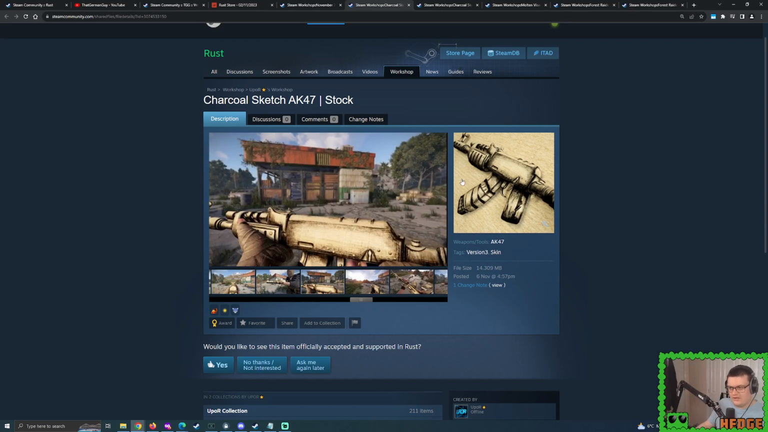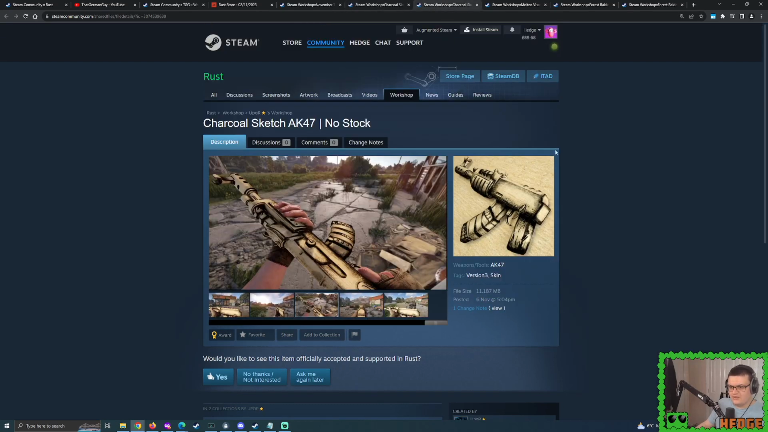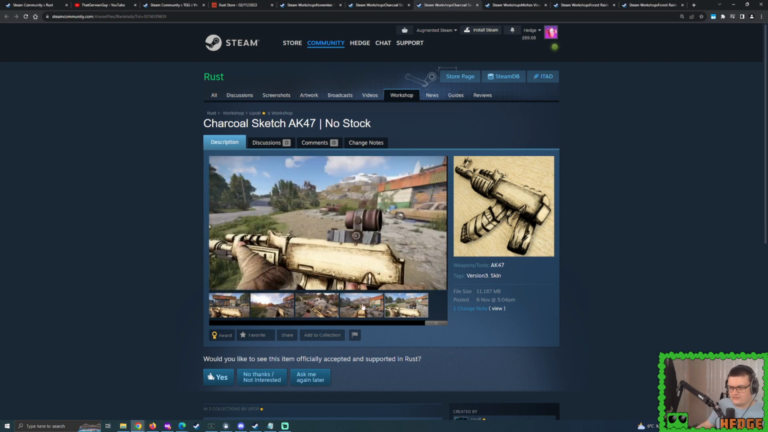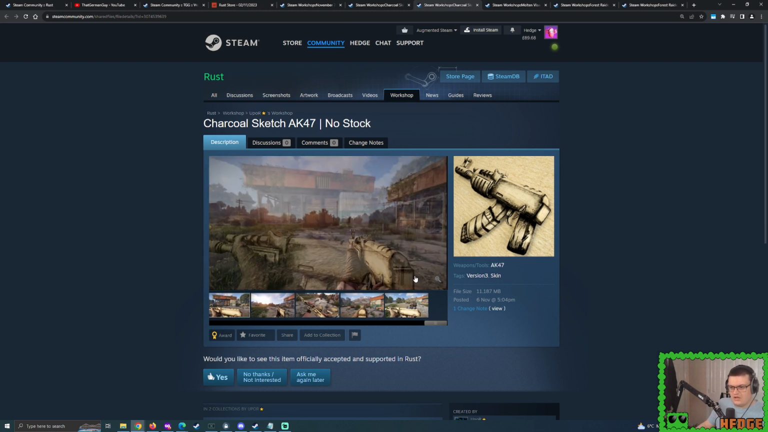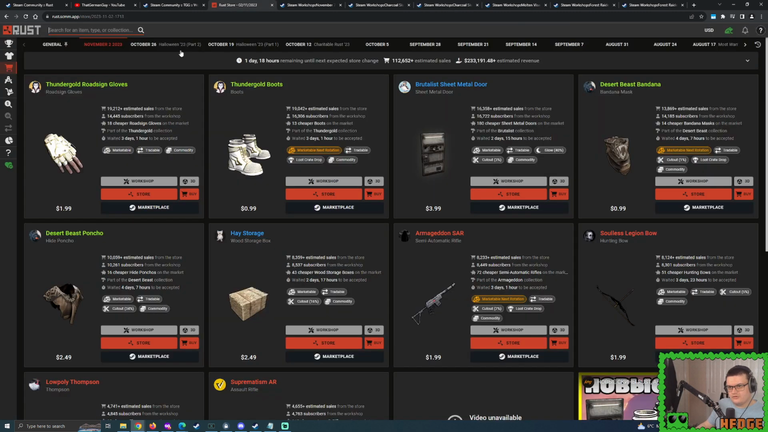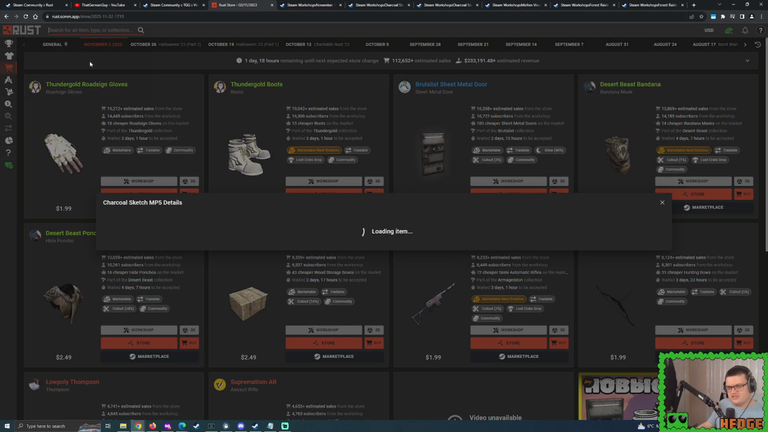It's charcoal. And I like the design approach they got of this. I should also point out there is a version without the stock, so get a good look at that. Are you a fan of this? Well, let's go take a look at the likes of the other charcoal sketch things. And I do believe we only have one, that being the charcoal sketch MP5.